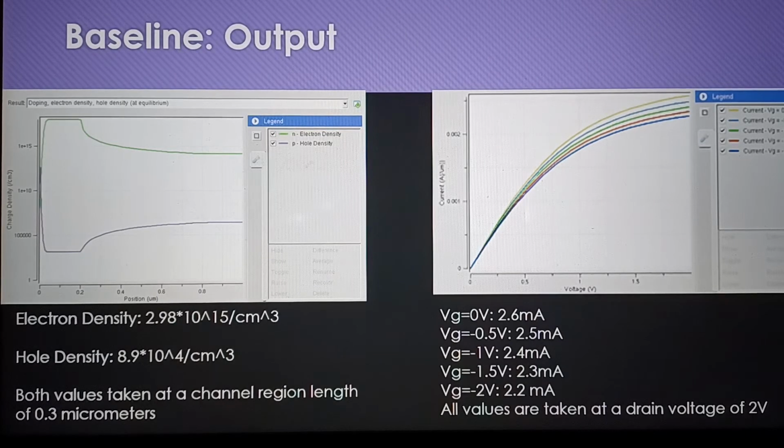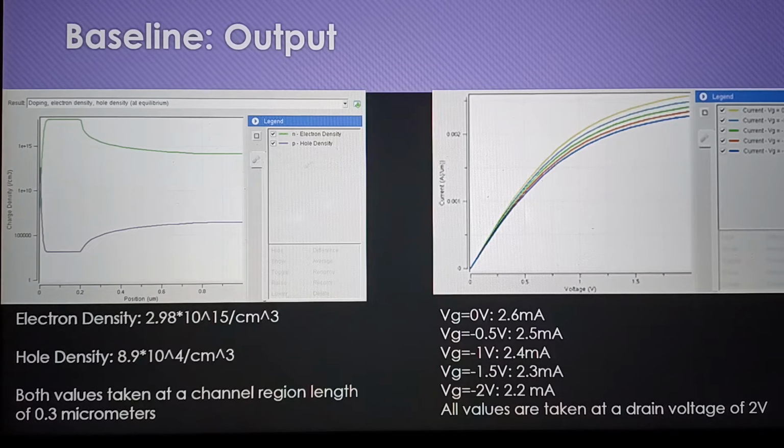So these are the graphs that I did. I mainly went over the electron density and hole density at equilibrium, and then I went over how gate voltage affects the max current that could flow through the device. The electron density that I got at 0.3 micrometers is 2.98 times 10 to the 15 centimeters cubed, and the hole density that I got is 8.9 times 10 to the 4 centimeters cubed.